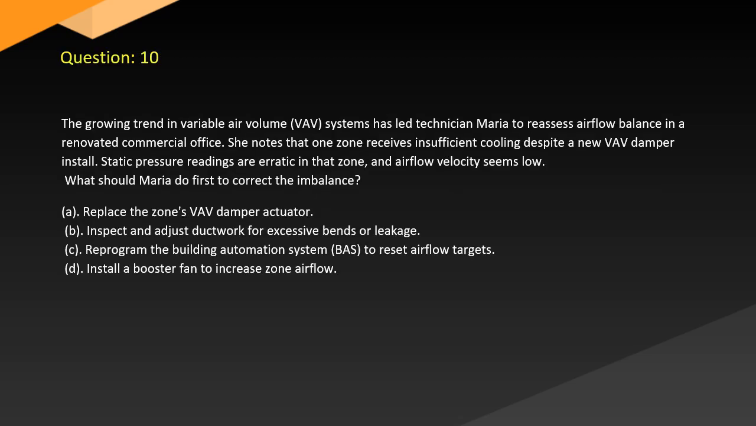Question 10. The growing trend in variable air volume valve systems has led technician Maria to reassess airflow balance in a renovated commercial office. She notes that one zone receives insufficient cooling despite a new valve damper installed. Static pressure readings are erratic in that zone and airflow velocity seems low. What should Maria do first to correct the imbalance? A. Replace the zone's valve damper actuator. B. Inspect and adjust ductwork for excessive bends or leakage. C. Reprogram the building automation system BAS to reset airflow targets. D. Install a booster fan to increase zone airflow.